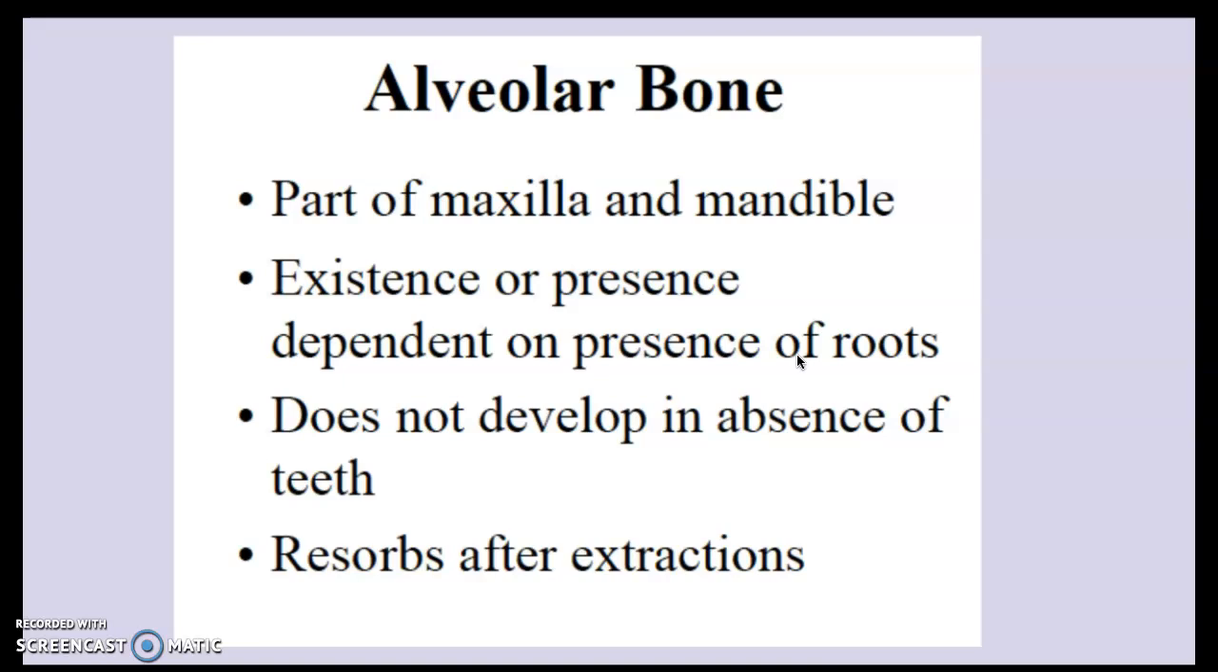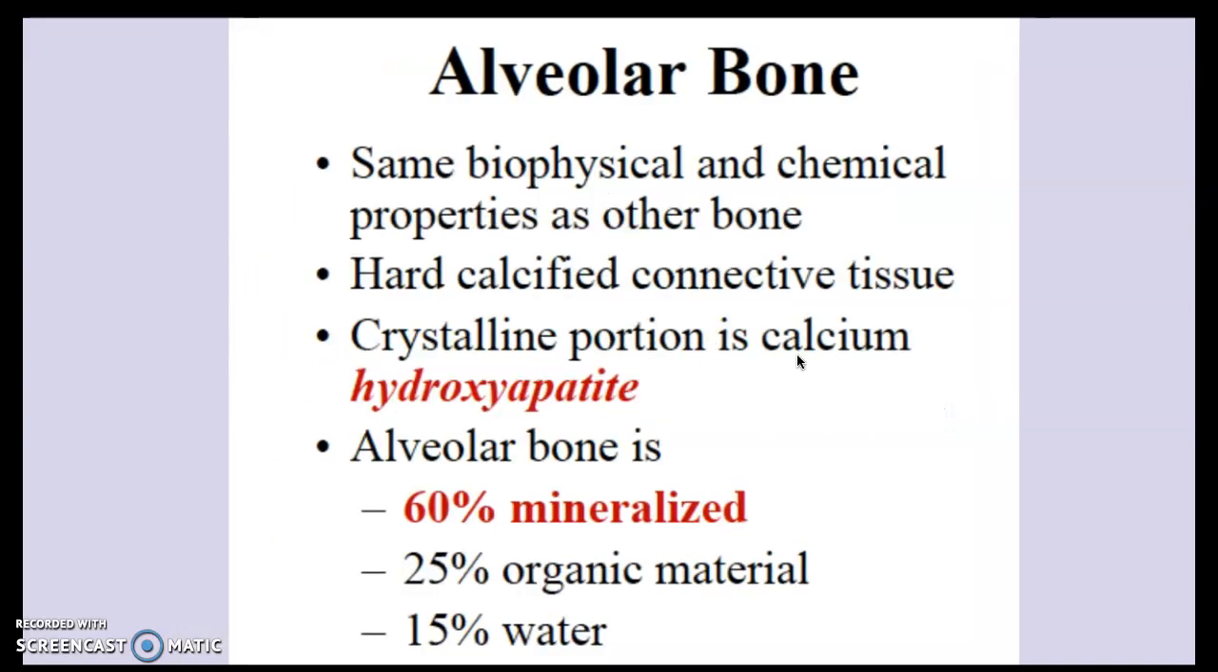Now we're going to go over alveolar bone. So this is part of the maxilla and the mandible. Its existence or presence is dependent on the presence of roots. It does not develop if there aren't any teeth, and it resorbs after extractions. Alveolar bone has the same biophysical and chemical properties as other bones, so it's the same thing. The crystalline portion is calcium hydroxyapatite.